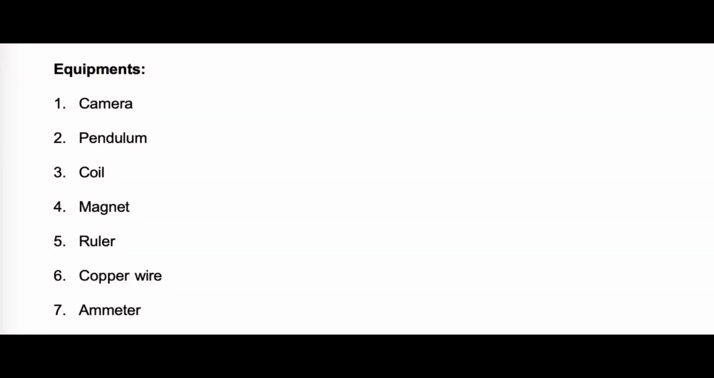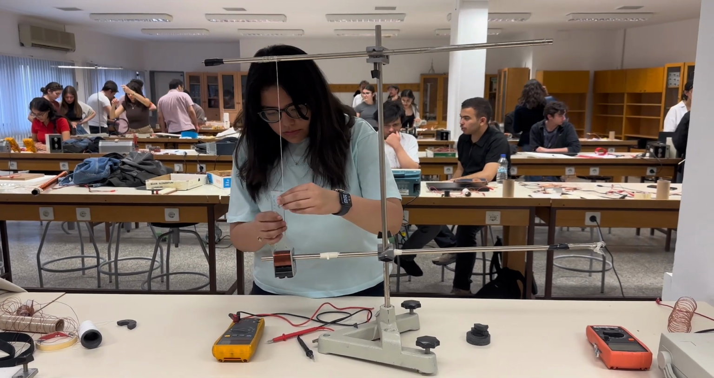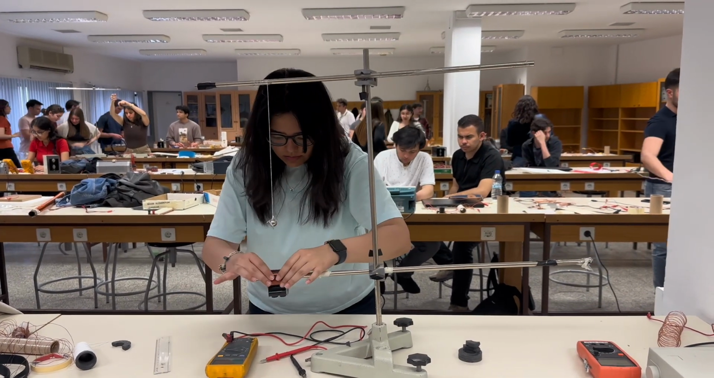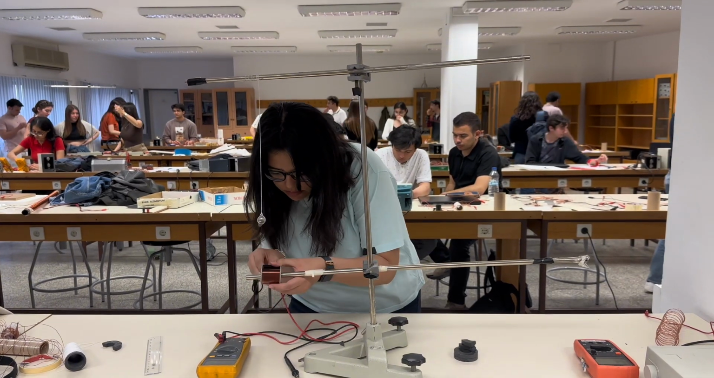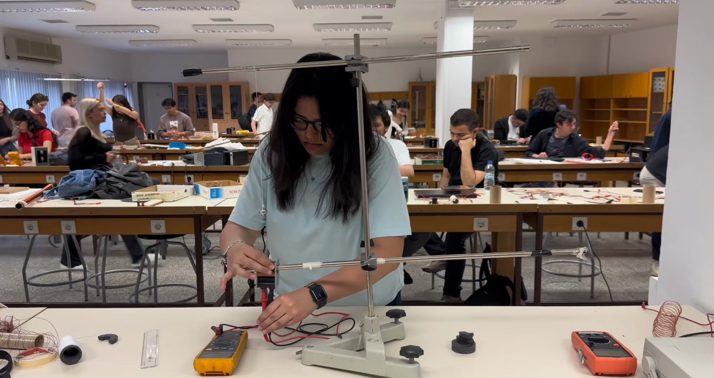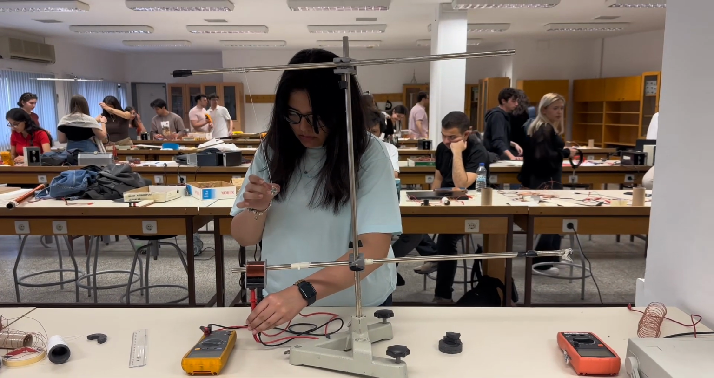To better understand this project, I want to introduce my equipment. We need a camera, a pendulum, a coil, a magnet, a ruler, a copper wire, and finally an ammeter. After connecting a fixed coil to an ammeter, I prepared a pendulum with a magnet attached to its end and placed a ruler next to the pendulum in order to measure the initial height, positioning the pendulum at three different heights, which are 10, 20, and 30 centimeters.